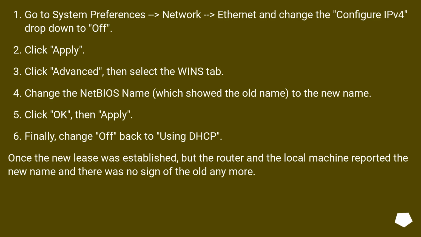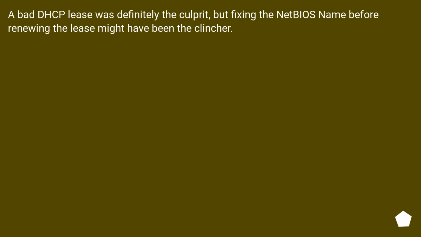Once the new lease was established, both the router and the local machine reported the new name and there was no sign of the old one anymore. A bad DHCP lease was definitely the culprit, but fixing the NetBIOS name before renewing the lease might have been the clincher.